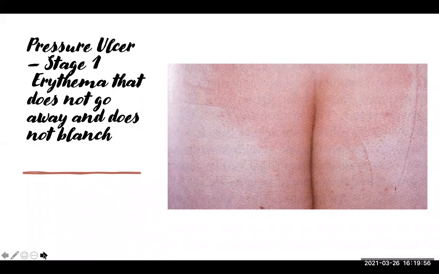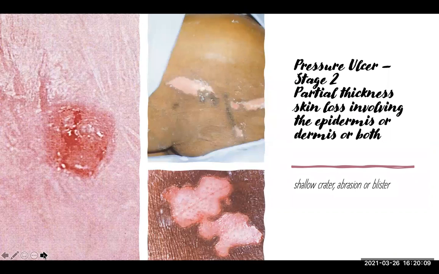All right, so here are examples of what the stages look like. This is stage 1, erythema that does not go away and does not blanch. It's over a bony prominence. Stage 2 is partial thickness skin loss that involves the epidermis or the dermis. So it's a partial thickness wound. There's a shallow crater. Abrasions and blisters are examples of stage 2 wounds.